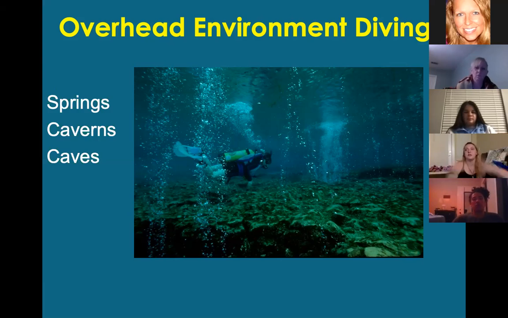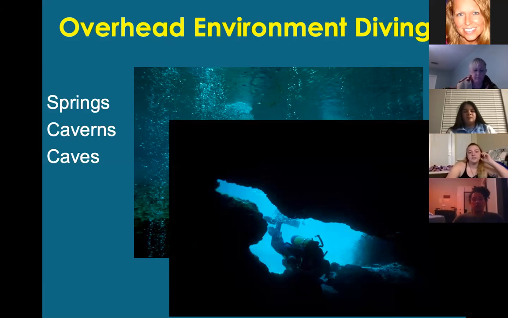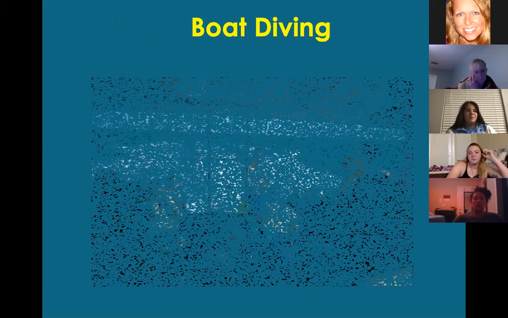It's like there's so much space you can have, so much room. It's just you go under a rock, but it's huge. You'll see when we go there, but that is an overhead environment diving. This is an example. It's a picture.